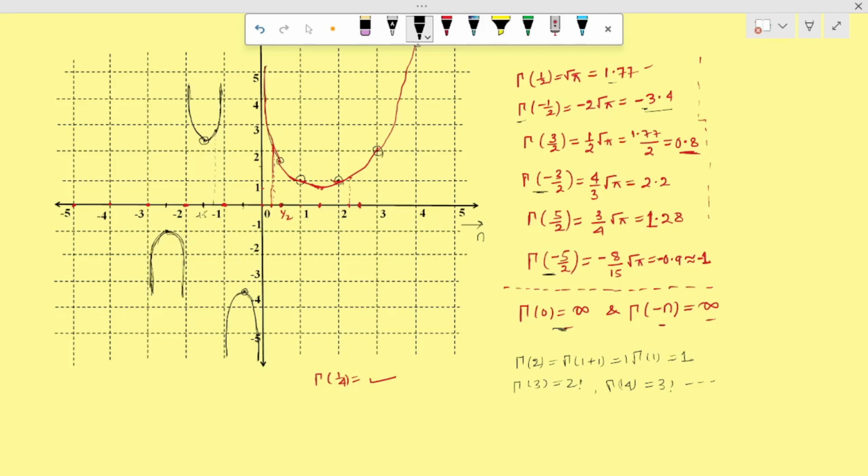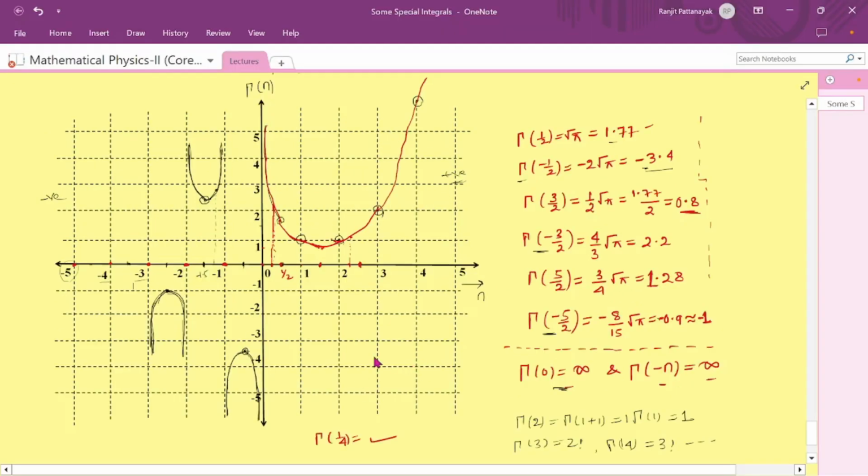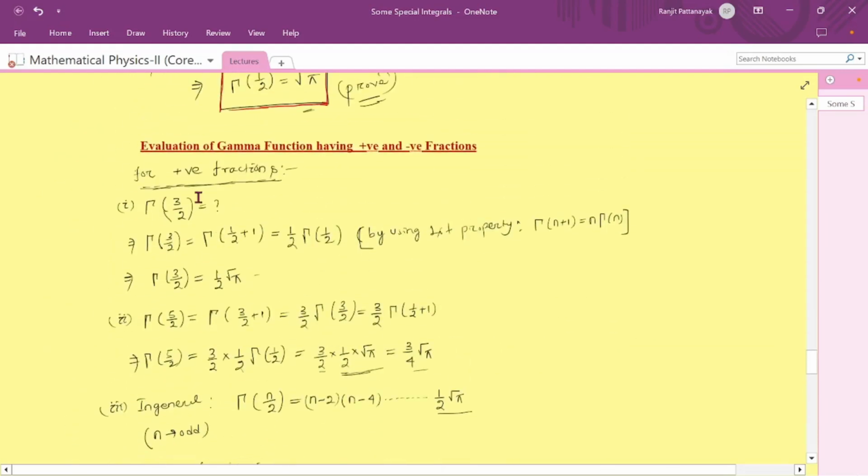So likewise we can evaluate the value at each point and draw the graph. After drawing the graph, any fractional value, on the negative side and positive side, we can evaluate. But we have to remember that at any negative integer, the gamma value is infinite. So this is all about the evaluation of the gamma function having positive and negative fractions.